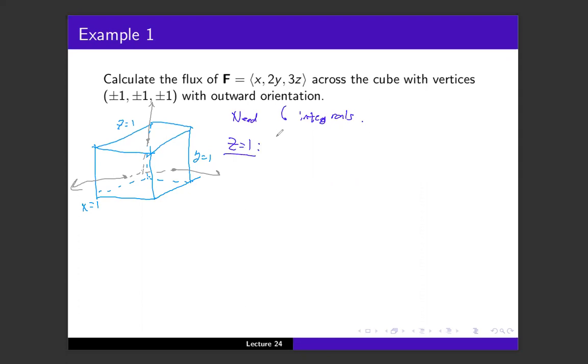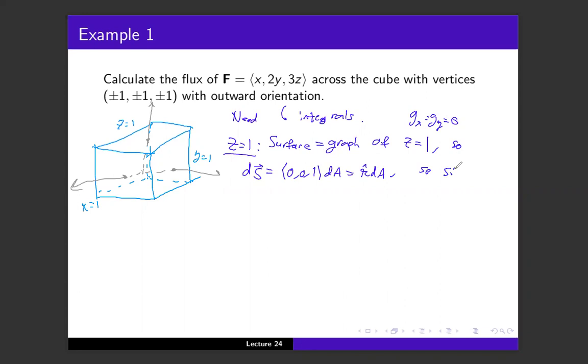For z equals 1, we know that the surface is going to be the graph of the function z equals 1. So using our little trick, we have that dS is just going to be, in this case, since g_x and g_y are both 0, (0, 0, 1) dA, or in other words, k dA. And we also know that on this surface, F of R of x and y, just plug in x, y, and z equals 1, we get (x, 2y, 3), because z is 1.